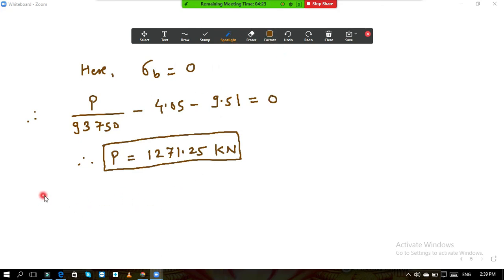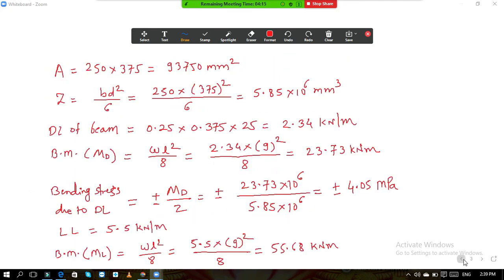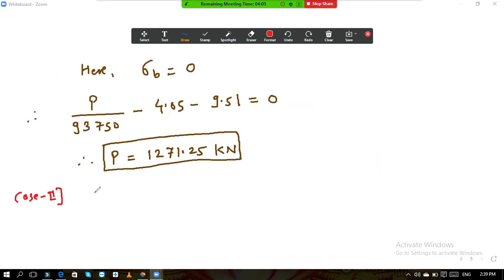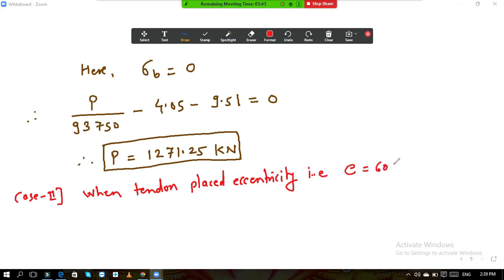So here, case 2, first is case 1. Okay, you write it there, case 1. This is your case 1. Now case 2, when tendon is placed eccentrically, that is e is equal to how much? 60 mm.